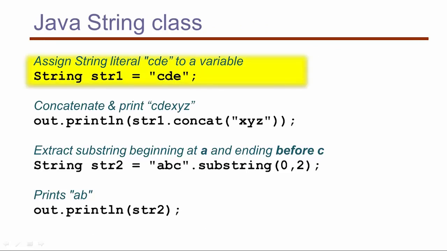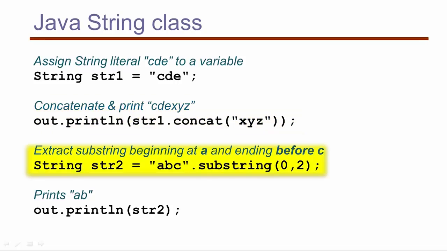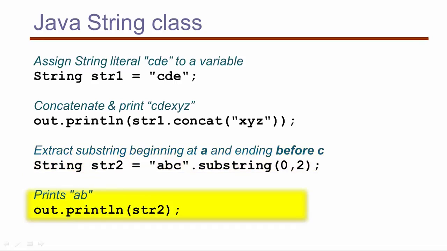In the first, we assign the string literal CDE to the string variable str1. In the second example, we are printing out the result of calling the concatenate method on the str1 object and providing the string xyz as a parameter. This gets the value of str1 and concatenates xyz onto the end, and the result is printed. Next, we have a string literal object abc, on which we are calling the substring method that will return the first two characters of the string. This new string is then assigned to the string variable str2. And finally, we print out the value of the string object str2, which prints the characters ab.